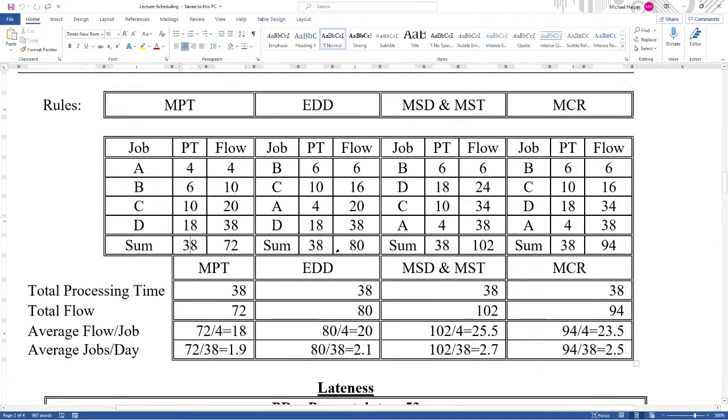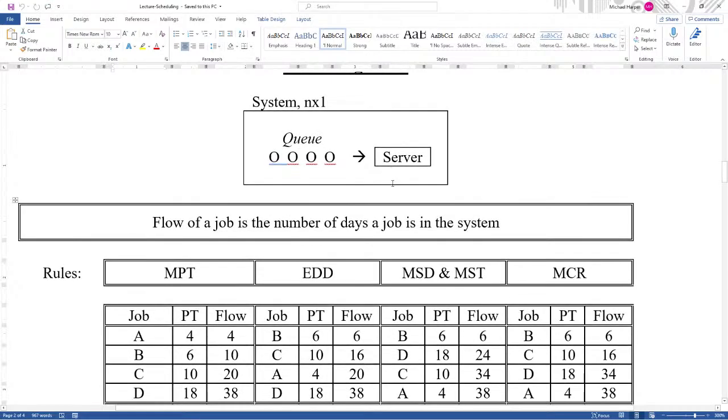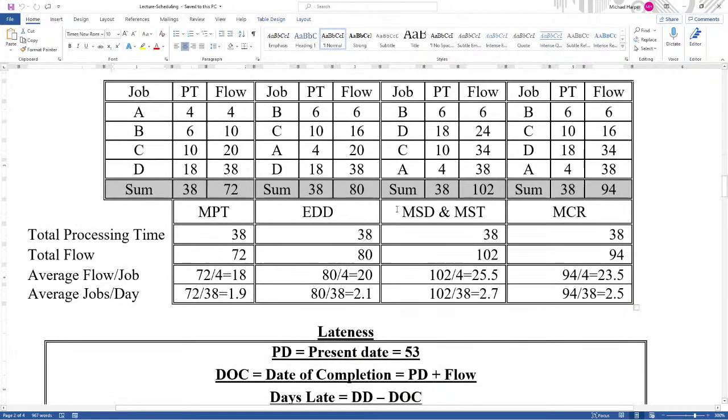Why? Because all the processing times are the same. Now look at the flow times. The flow here is 72, 80, 102, 94. The flow time is dependent on the schedule in an n/1 system.